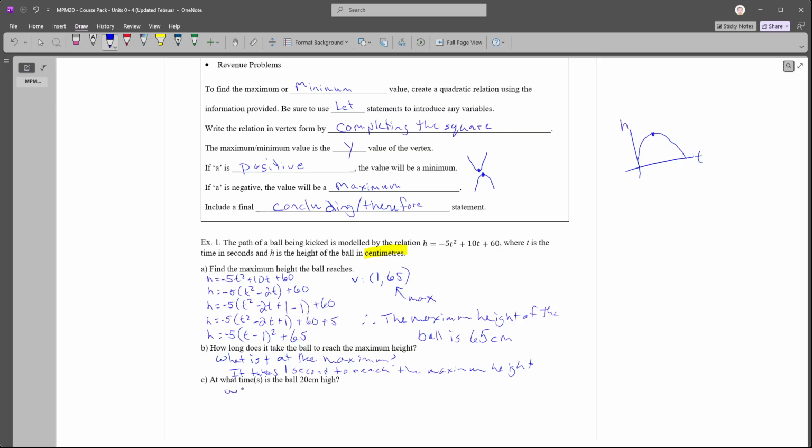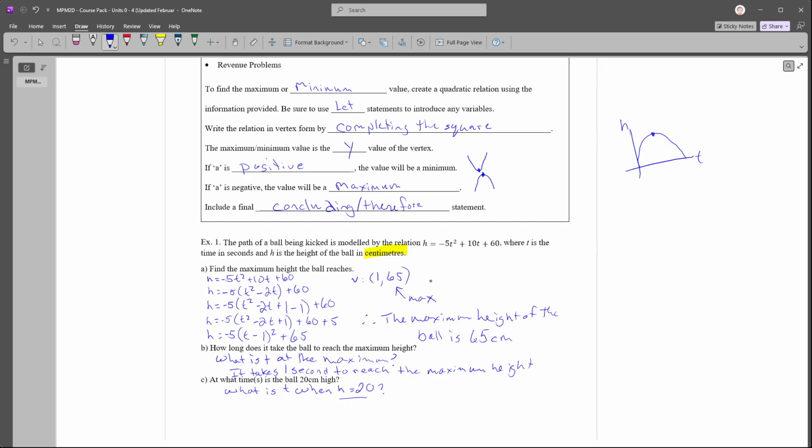So what is t? So at what time is the ball 20 centimeters high? So what is t when h is equal to 20? Whenever you see a question like this, it's just a matter of substitution. We're going to substitute that into our relation to solve for t.